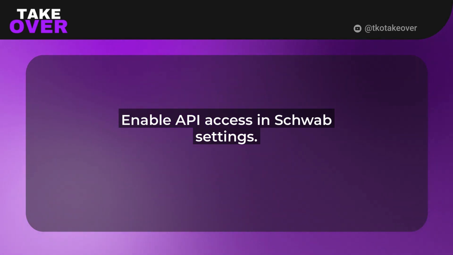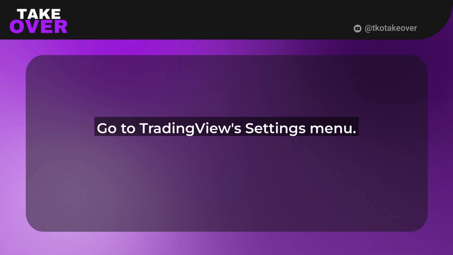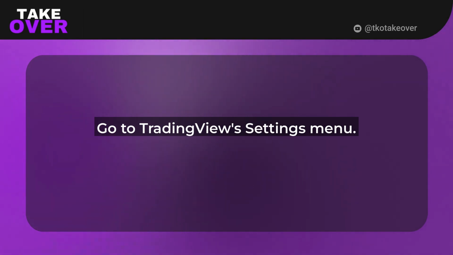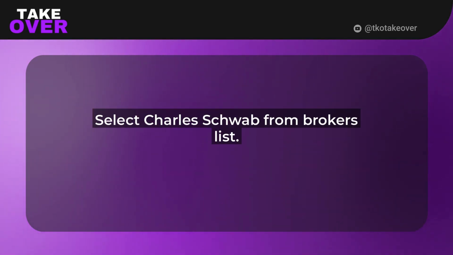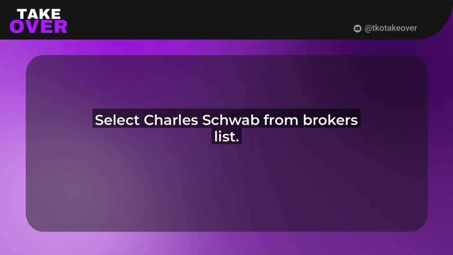Start by logging into your Charles Schwab account on their website or app. Make sure you have two-factor authentication enabled for security. It's a must in today's digital world. Once you're in, head to the Account Settings or API Access section. Here, you'll need to enable third-party integrations. Look for the option to generate an API key or grant permission specifically for TradingView. This might involve verifying your identity, so have your details ready.